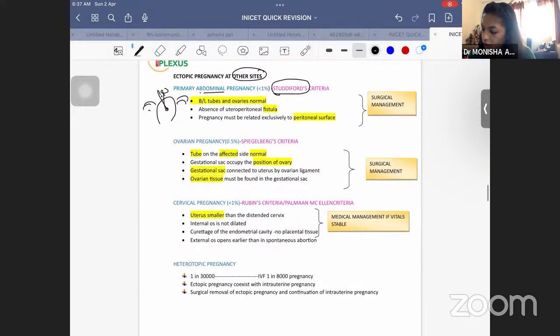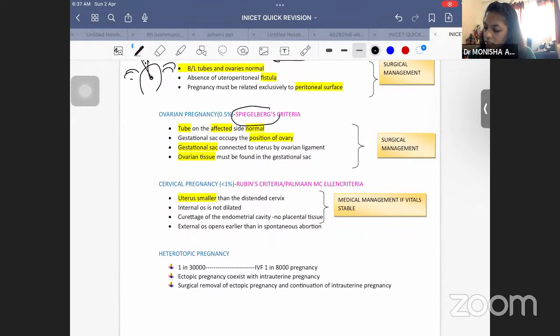Talking about ovarian pregnancy, that is Spiegelberg's criteria. When I talk about ovarian pregnancy, the pregnancy is occupying the place of the ovary. So the tube on the affected side is normal. Gestational sac will sit in the place of ovary. Gestational sac will be connected to the uterus. The ovary is connected to the uterus by the ovarian ligament, right? So the gestational sac will be connected to the uterus by the ovarian ligament. Ovarian tissue must be found in the gestational sac.